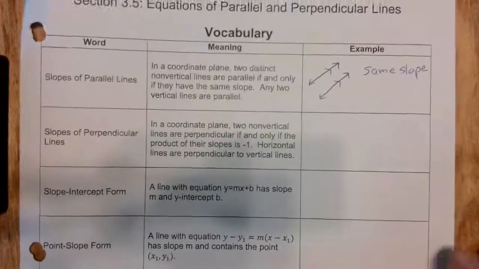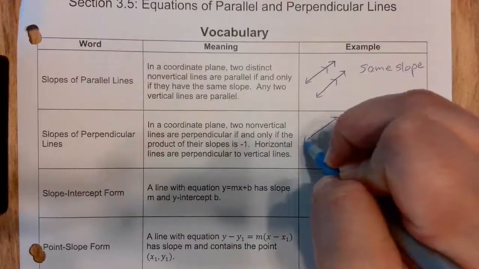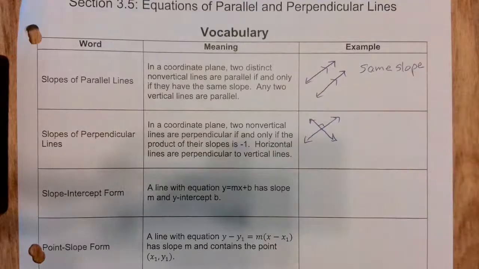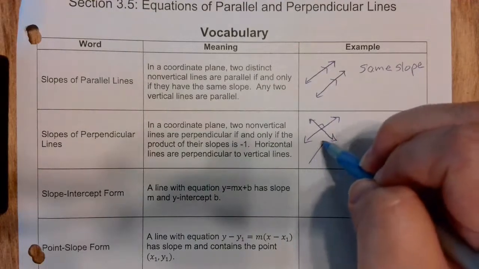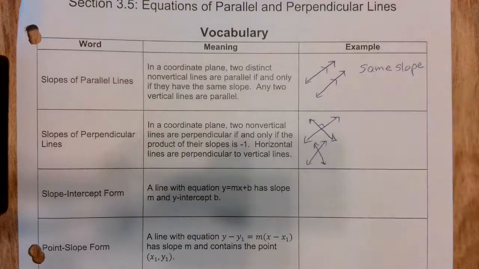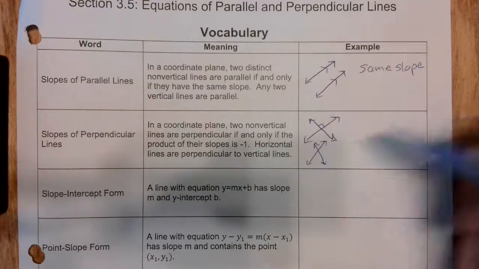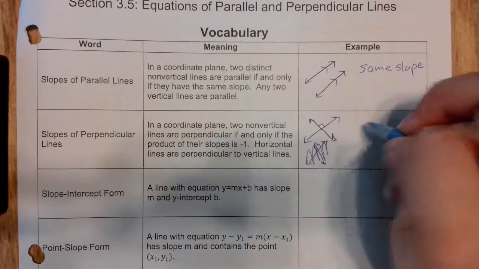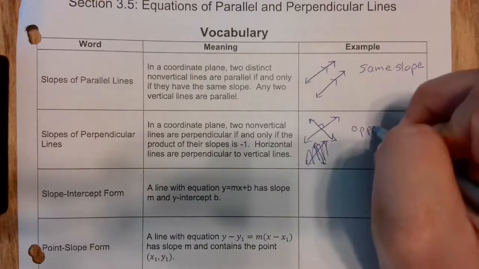Lines that are perpendicular do not have the same slope. The first instinct is to say that they are opposite slopes. If one has a slope of 3, the other one would have a slope of -3. But if you get something like that, your lines start to look like this, and they're no longer perpendicular. In order to have them be perpendicular, the slopes must be opposite reciprocals.